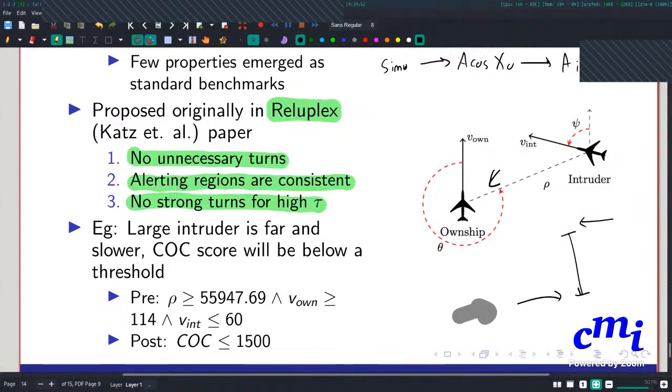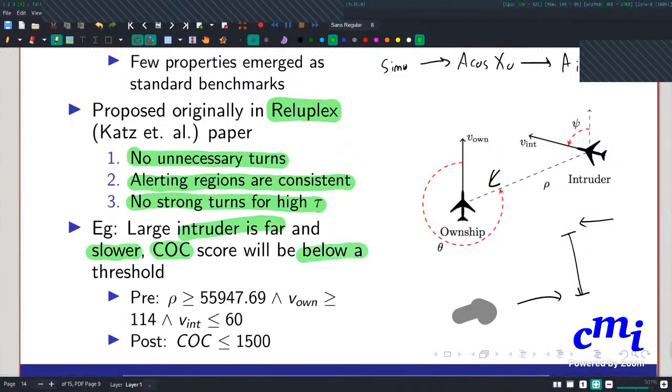One of them I have over here. So for example, if the intruder is far away, and the intruder is much slower than you, then the score of the clear of conflict output should be below a certain threshold, which means that clear of conflict should be somewhat preferred. The fact that it is below a certain threshold basically means that it should be close to the minimum, right?